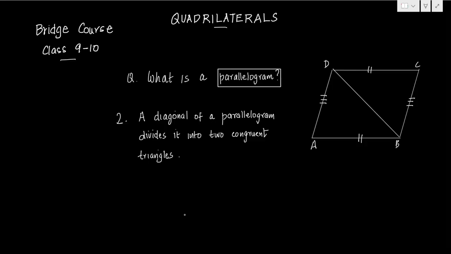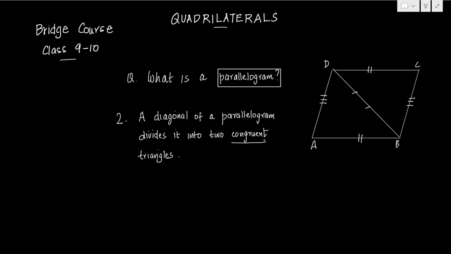Condition number 2 says a diagonal of a parallelogram. This is a diagonal of a parallelogram. The diagonal of a parallelogram divides it into 2 congruent triangles. So DB is a diagonal of the parallelogram. It divides the parallelogram into 2 triangles, and they are not just plain triangles, they are congruent triangles.